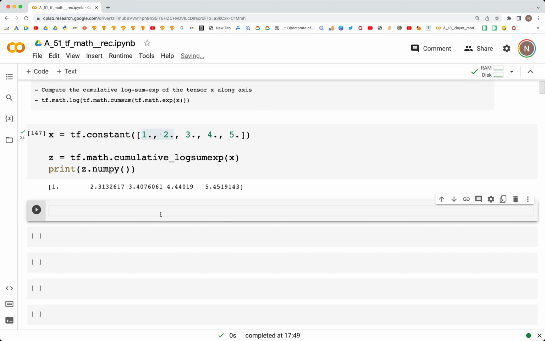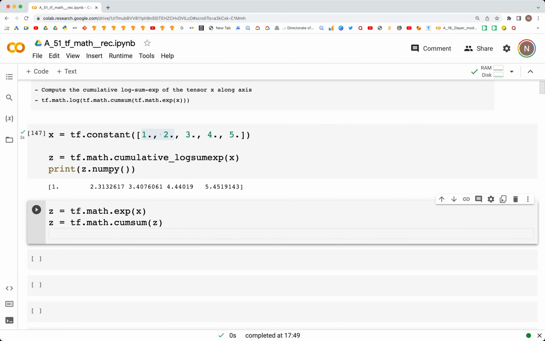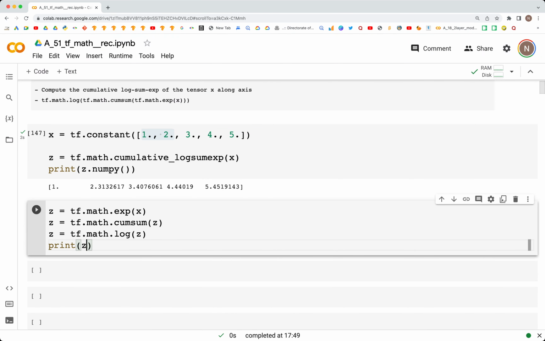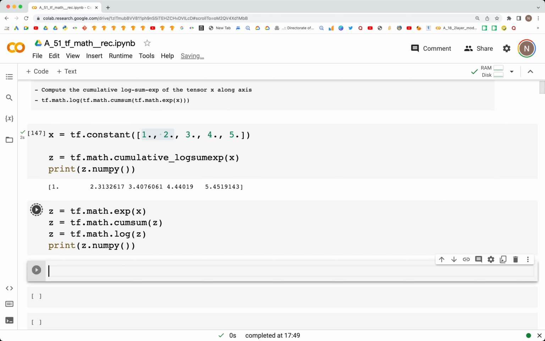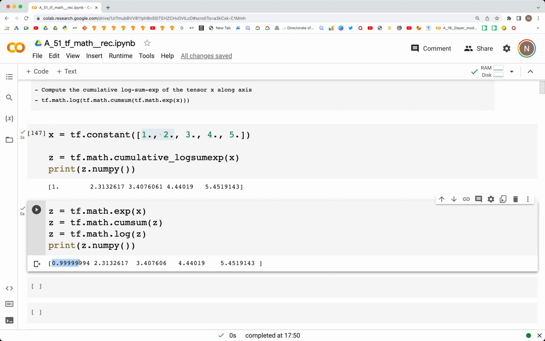Next, what we are going to do is look at how we can calculate it manually. tf.math.exp x z is equal to tf.math.cumsum z. tf z is equal to tf.math.log of z, and then we print the value for z here, z.numpy, and so what we get in the output should be the same as what we had before, except that this is close to 1, 0.99, and we have the rest of the values.